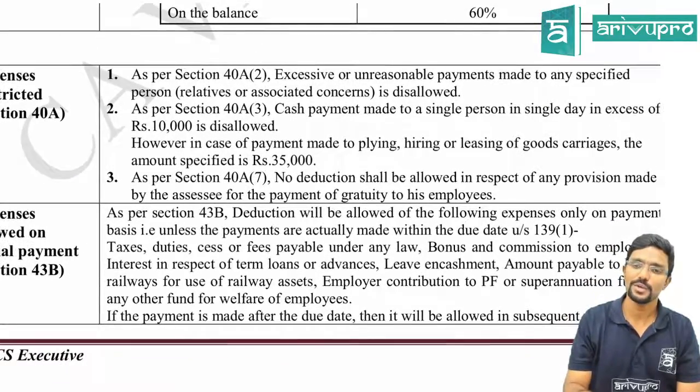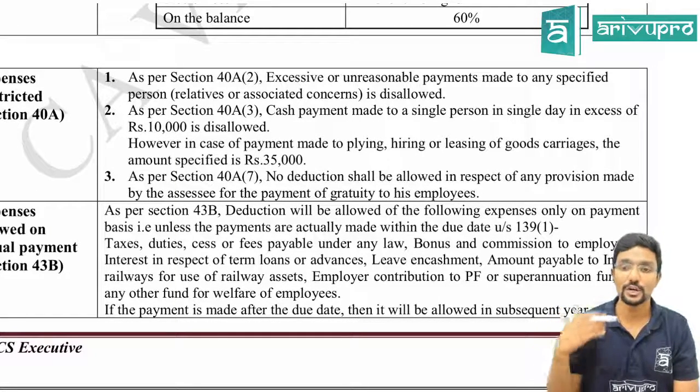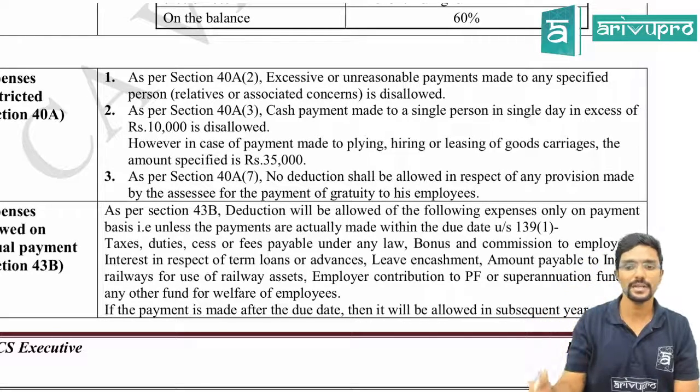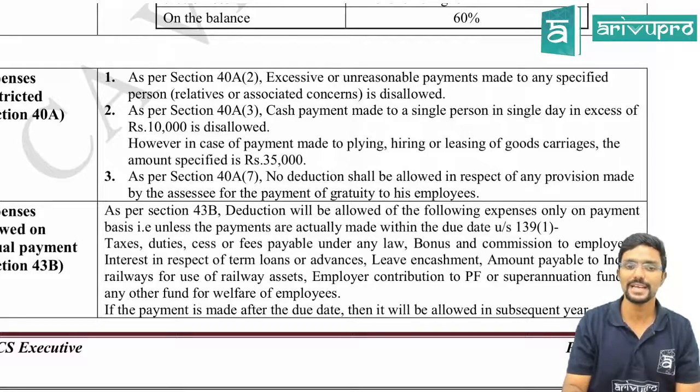You can make cash payment in certain few cases, like if you are making any payment to banks or governments or in any rural area, you can make payment in cash only, no problem. Then 40A7 will tell that any provision made for gratuity and all is disallowed. Only when you pay can you claim it as expenses.